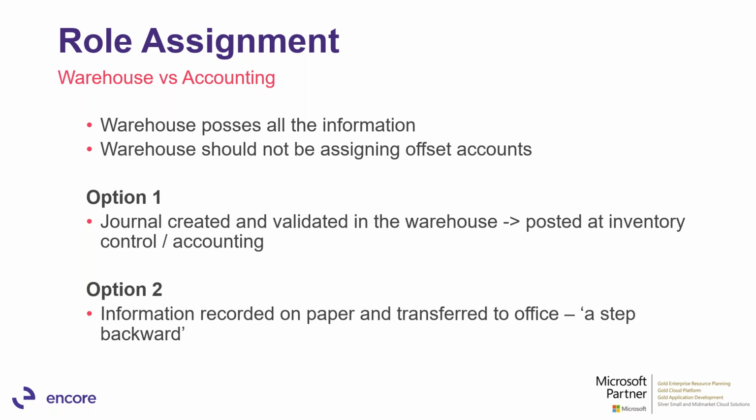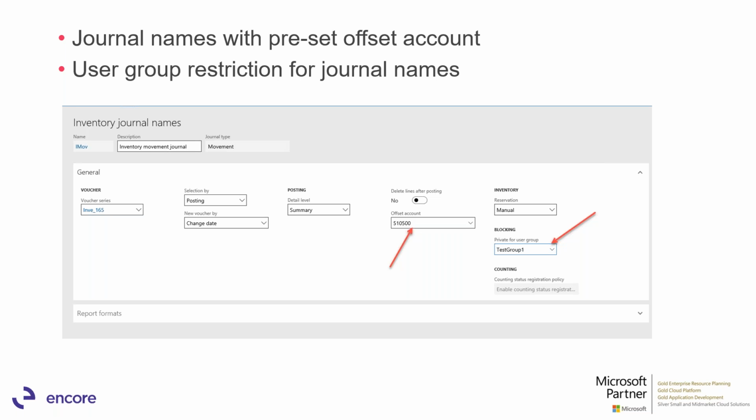And then, of course, option number two is the one that I have already mentioned, which is that we don't allow the warehouse personnel to have access to the functionality at all, and we are willing to take that step backward on the operation side of things in order to gain the information that the movement journal is able to provide for us.